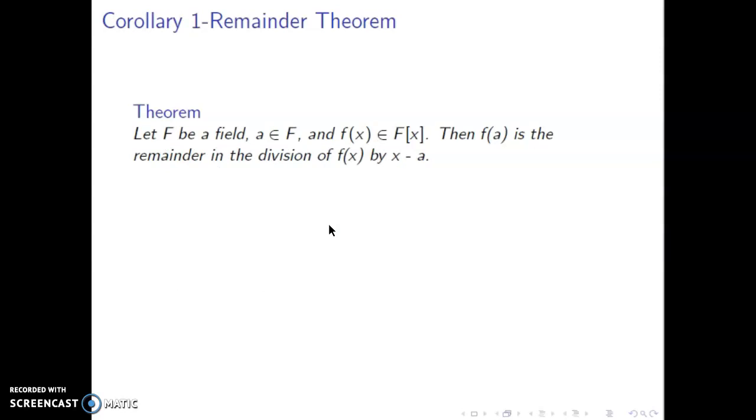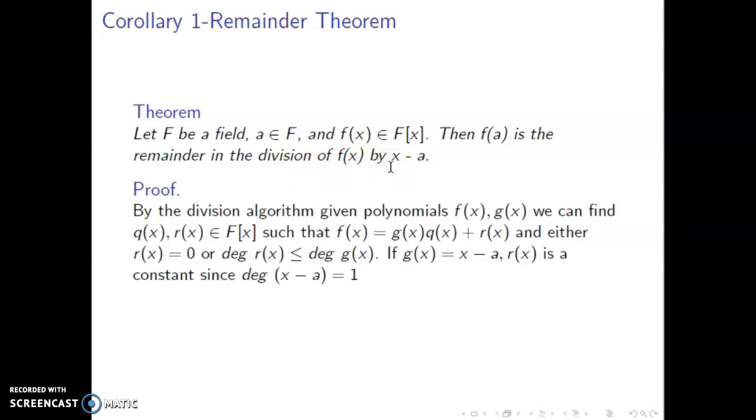Now we come to the corollaries of the division algorithm. First, suppose F is a field, a is an element in F, and I have a polynomial f of x over F. Then f of a is the remainder in the division of f of x by x minus a. Coming to the proof, by the division algorithm, given polynomials f of x and g of x, we can find q of x and r of x such that f of x is g of x into q of x plus r of x, and either r of x is 0 or degree of r of x is less than degree of g of x.